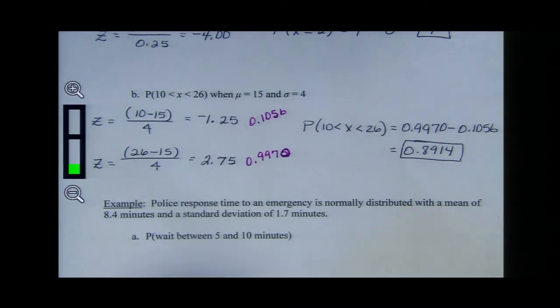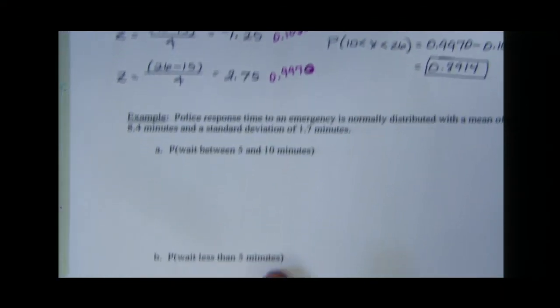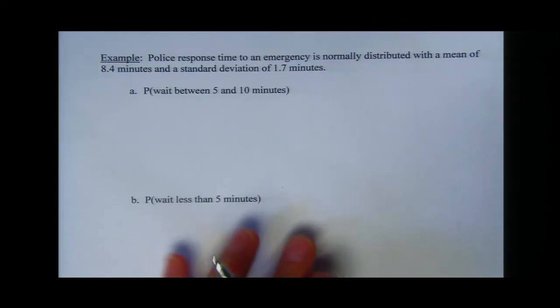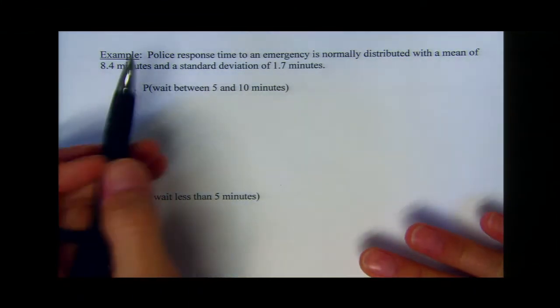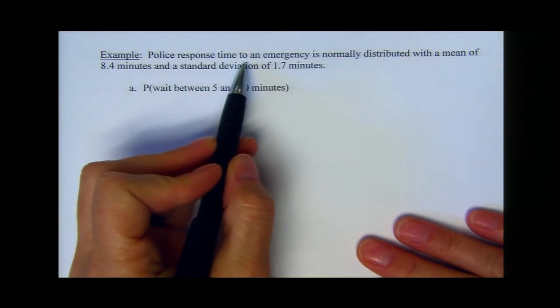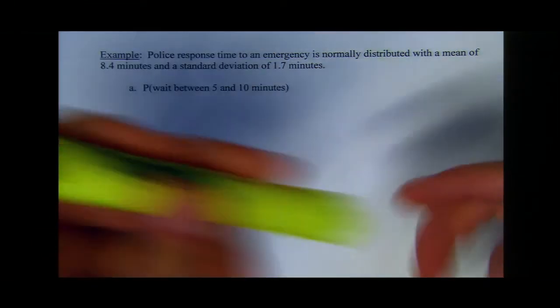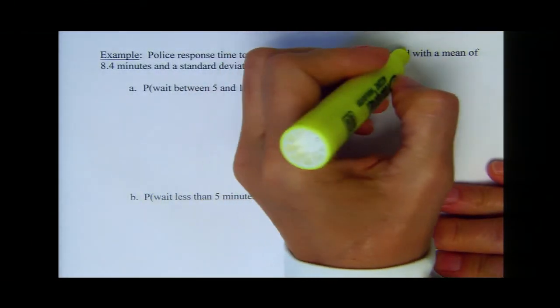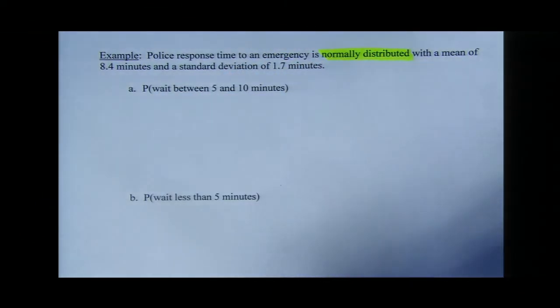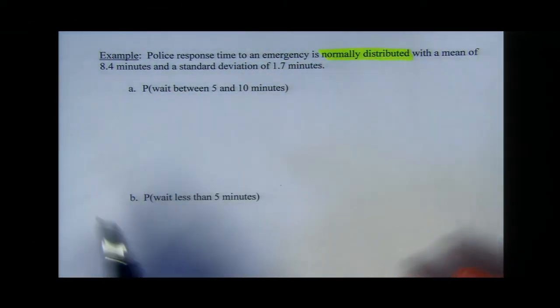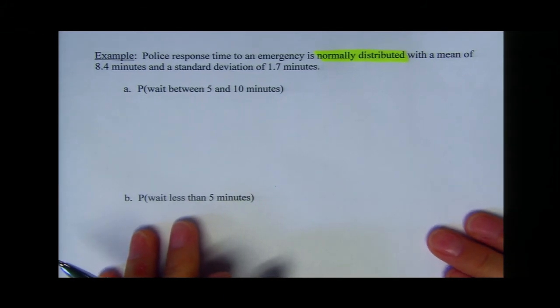There's where you can see all the numbers. All right, so now we're going to take it to an application or a word problem so you know how to pull the numbers out. Police response time to an emergency is normally distributed, and this again is important because this is what allows me to use the z-table. If it wasn't normally distributed, I can't use the z-table.